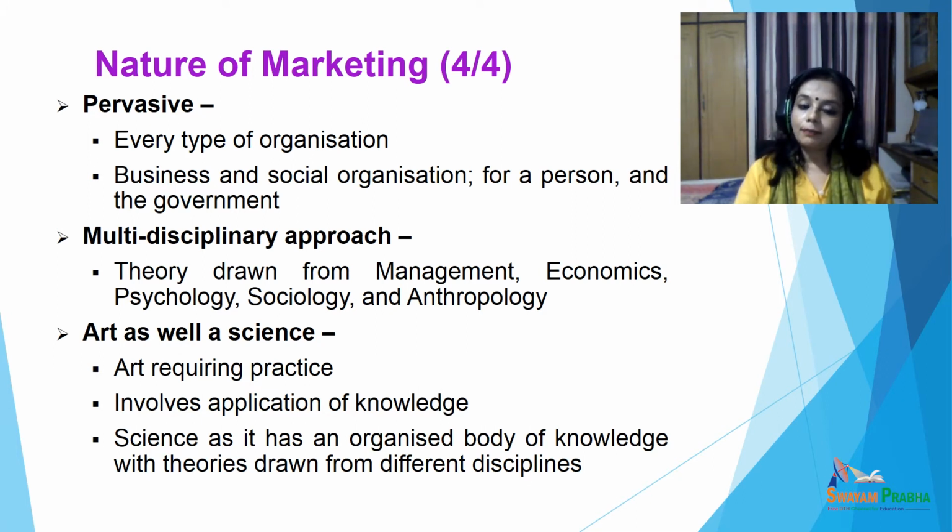Then finally the point is that it is an art as well as a science. There is scientific knowledge involved, an organized body of knowledge, with theories drawn from different disciplines. Marketing also has certain principles. The name of this course is Principles of Marketing. Of course there is solid theory with principles and functions of marketing, but it all depends upon how you apply that theory. So art is involved. Art is personalized, it requires practice, and it involves application of the knowledge. Because of that we can call marketing an art as well as a science. So marketing is an art as well as a science.